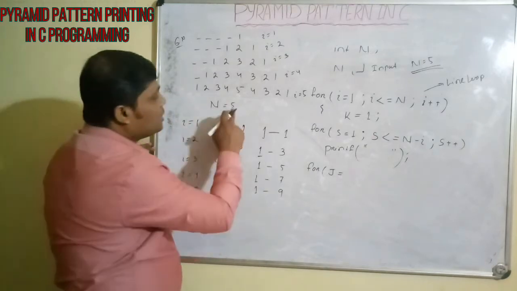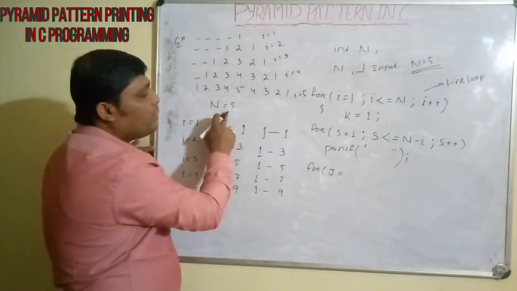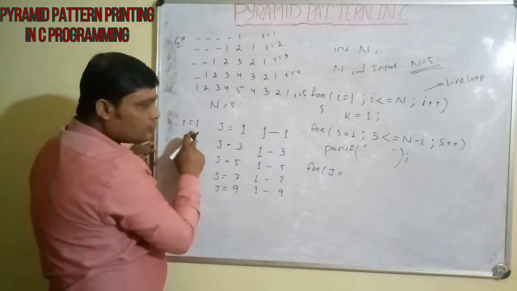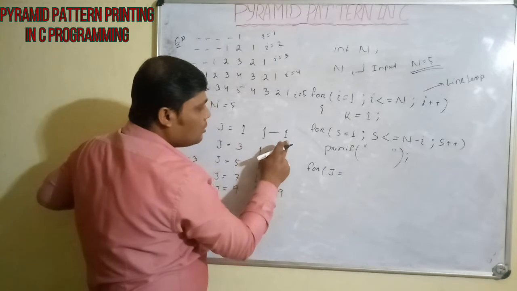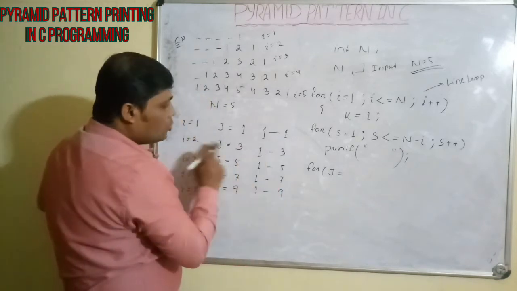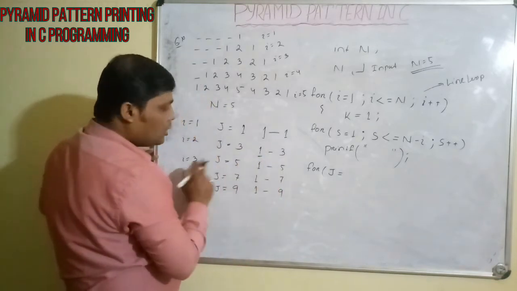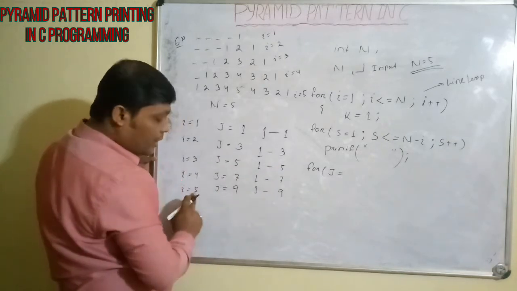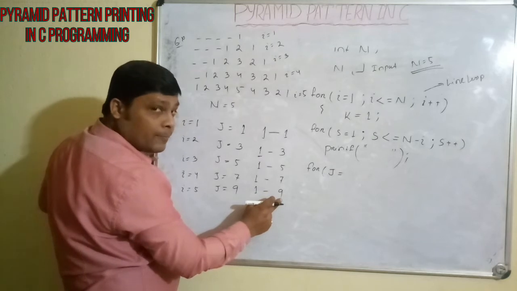You can see the number of lines is 5. When i value is 1, it starts from 1 and ends with 1. i value 2 ends with 3. i value 3 ends with 5. i value 4 ends with 7. i value 5 ends with 9.